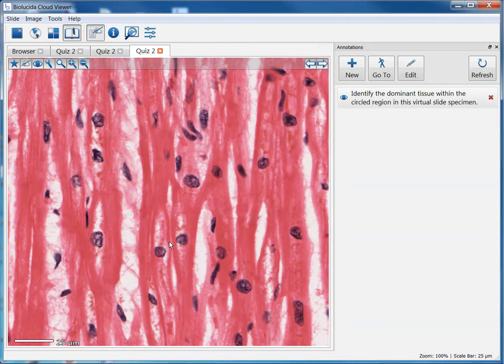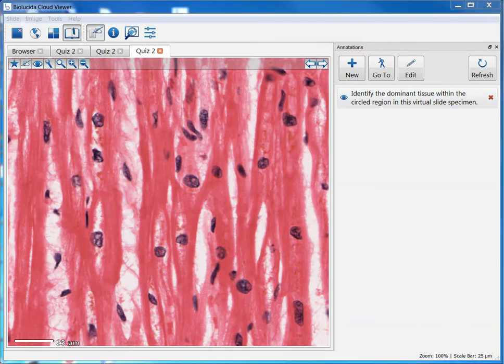If it were smooth muscle, these nuclei would be very long. If it was striated skeletal muscle, then the nuclei would always be out at the edge of the cell, like this one right here, which is probably part of an endothelial cell nucleus. So identify the dominant tissue. It should be cardiac muscle.